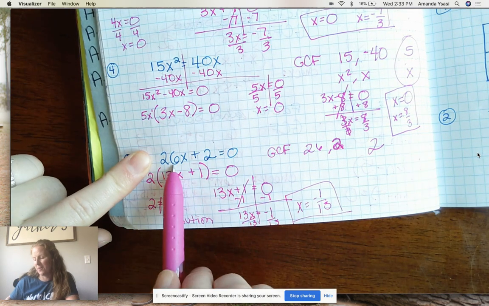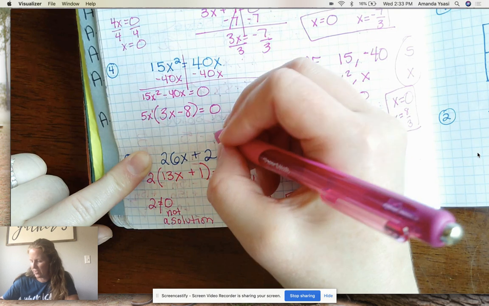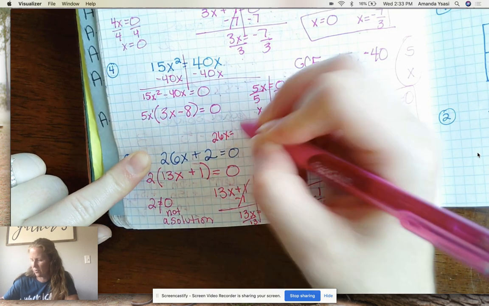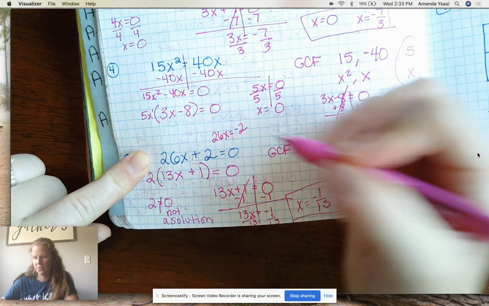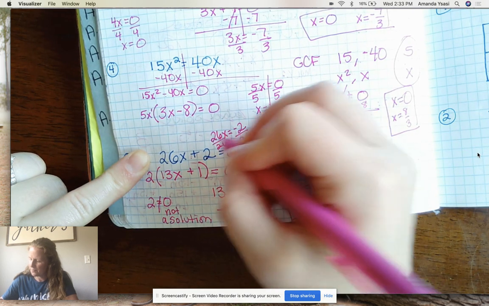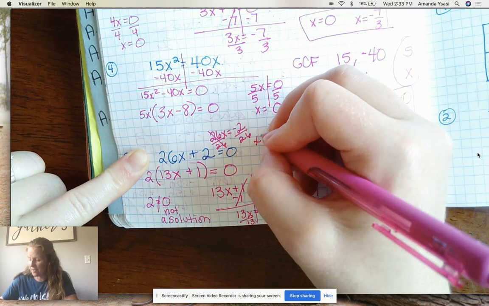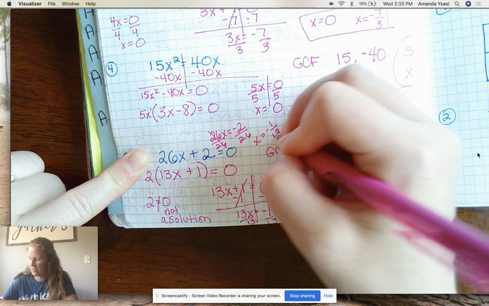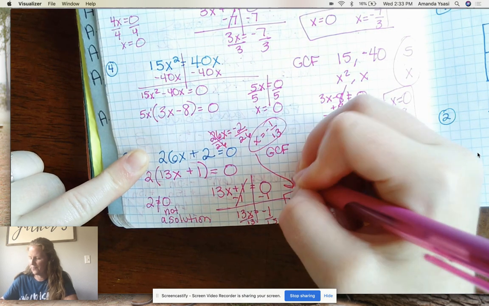And also what I realized, we could actually do this as 26x equals, if I move this out, negative 2. Divide by 26. And that gets me the same thing, negative 1 over 13. So see how they're the same? Two different ways of doing it.